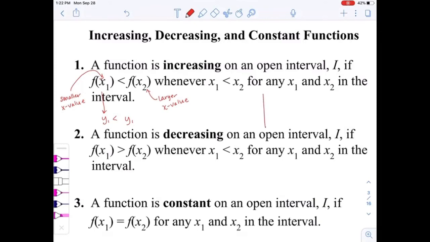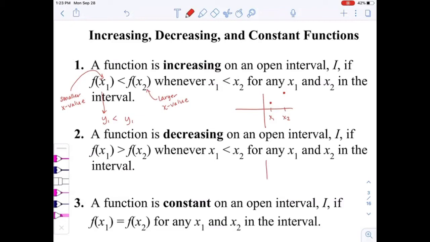What that looks like in terms of a graph is, as I plug in an x1 value, my smaller value, maybe I have an answer that's, I don't know, I'm just going to put a dot. And then I plug in a larger x value, and I end up at a higher value. This is what it means to have an increase in terms of your function. It then says that a function is decreasing on an open interval I if the value of the function evaluated at the smaller x value is greater than the value of the function evaluated at the larger x value, whenever x1 is less than x2 for any of those x values in the interval.